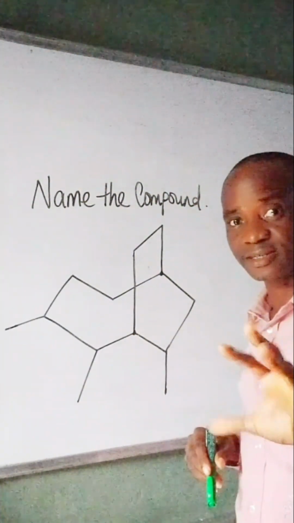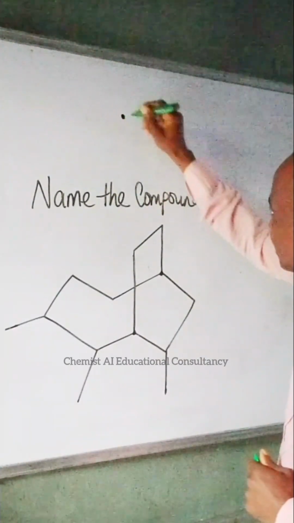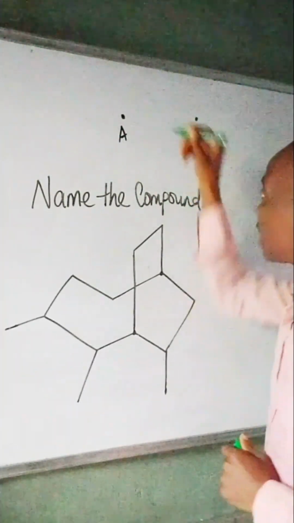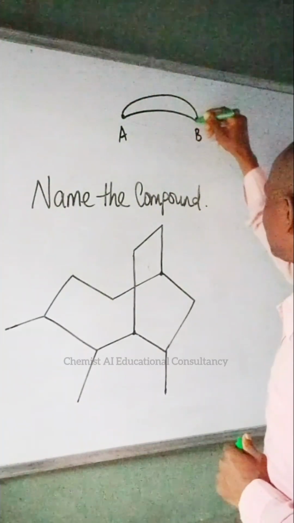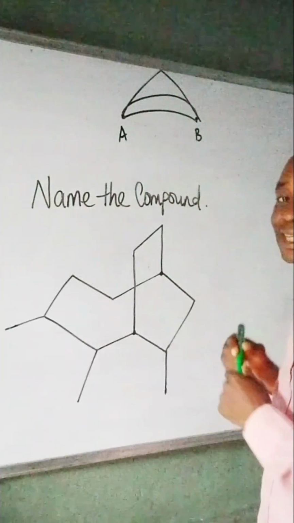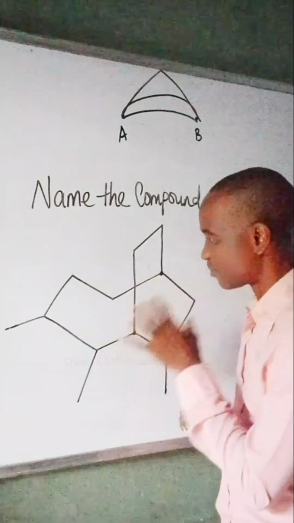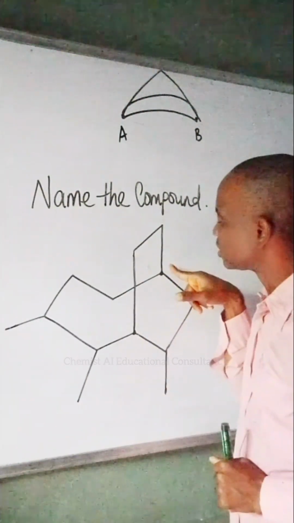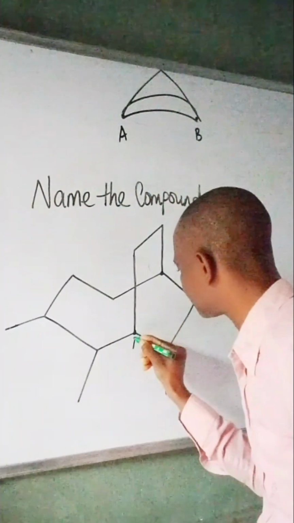After locating the bridgehead, you will now discover a bridge. Like if this is town A and this is town B, and we have a bridge that goes like this, we also have a bridge that goes like this, and we have another one that goes like this. You can see there are three bridges, right? That is exactly what happens here. These are bridgeheads. You either give this carbon number 1 or you give this carbon number 1. Now, let's give this carbon number 1 because it is closer to the methyl branches.